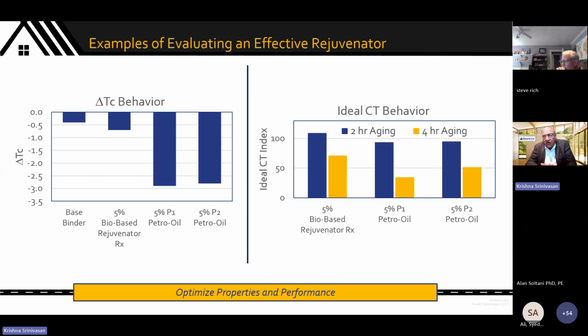But here is 2 different ways to look at aging behavior of binders, and indeed mixes, high RAP mixes that have been rejuvenated with different types of rejuvenators. Here, 2 different petro oils, 5%, and in another case, 5% of a bio-based rejuvenator. You can see that the delta Tc behavior of the bio-rejuvenator is vastly superior to that of the petrochemical. Not only is this true at the binder level, delta Tc, it's also true at the IDEAL-CT or mix level. The fracture toughness, the crack resistance, if you will, of the petrochemical-rejuvenated material is vastly inferior to that of bio-based rejuvenators.